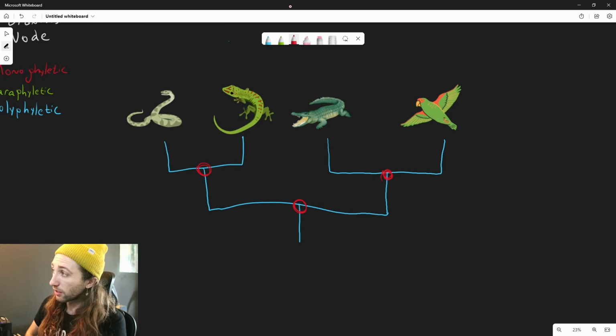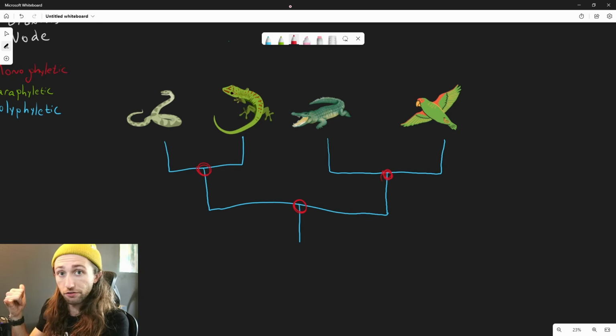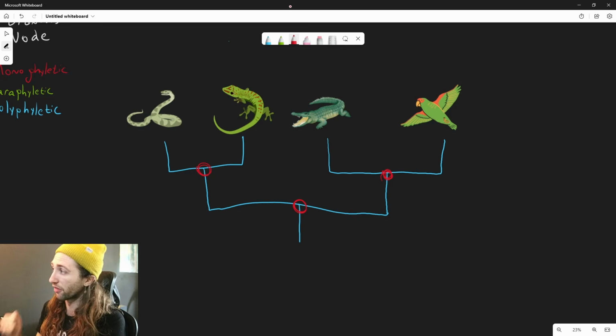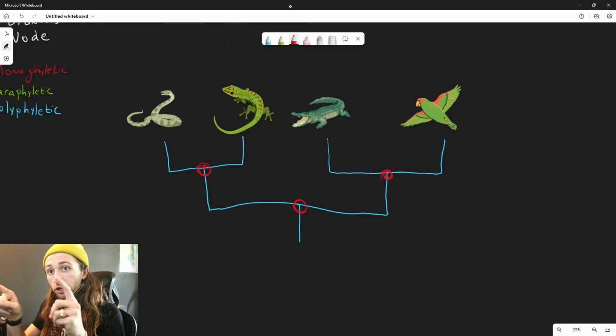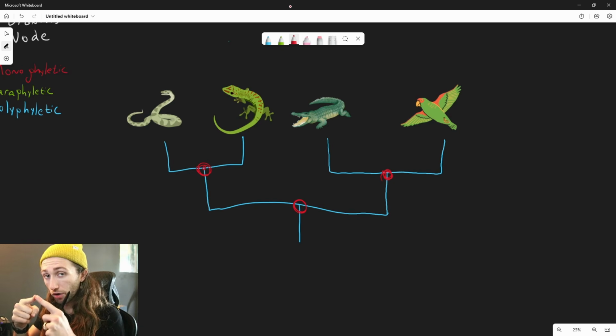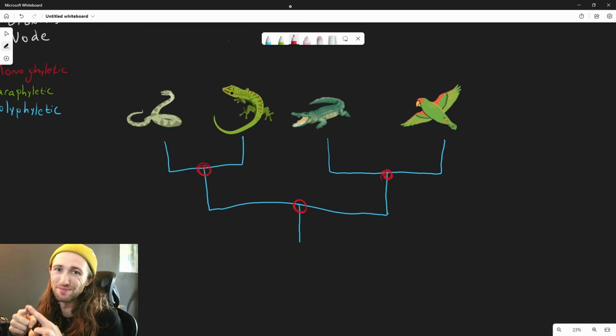Okay, here, using the information we've already discussed, we know that the snakes and the lizards are closely related to one another, right? Because their node is right here. So we would say that the snakes are more closely related to the lizards than they are to the crocodiles, right? Because their most recent common ancestor is shared at a later point in time, okay?